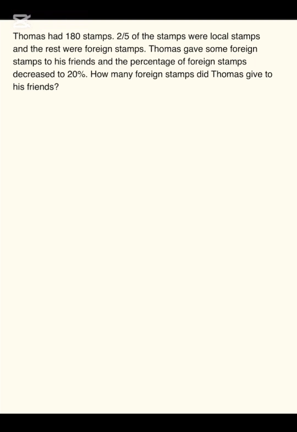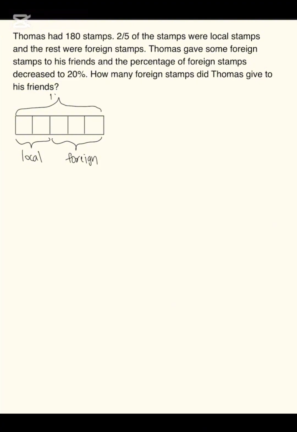So by now you should have read through the question. Let's start by drawing the model. So how do we do that? Thomas had 180 stems. 2/5 of the stems were local stems. Okay, so I already drew it in advance here. So 5 is my total. 2 of the units were local stems. So local stems here, which means the rest are foreign stems, right? And this entire thing is 180.